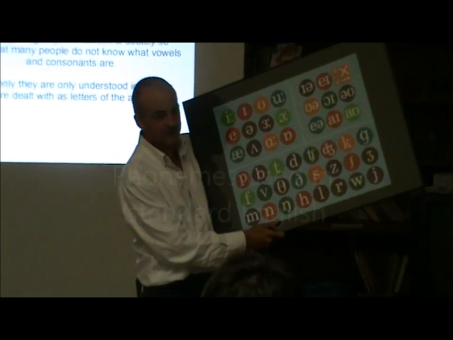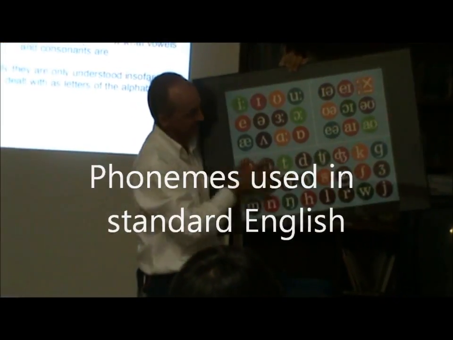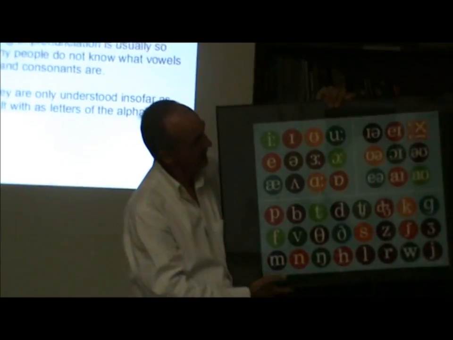What you need to think sometimes is that writing systems and pronunciation systems may be unrelated. This is a chart of all the phonemes used in standard English. It's divided into three sections. The section at the bottom are consonants.